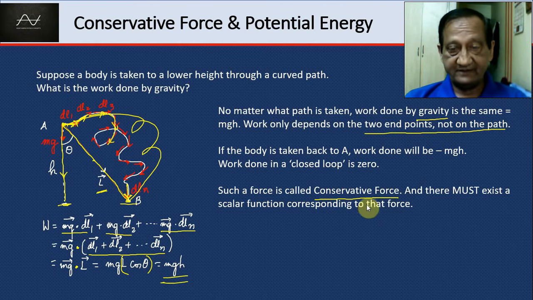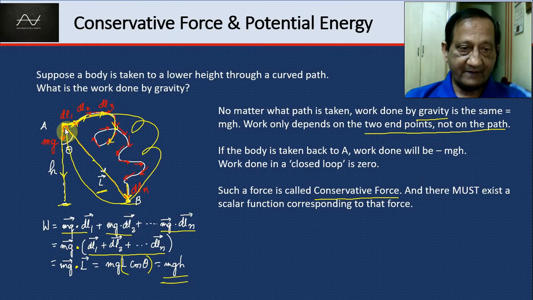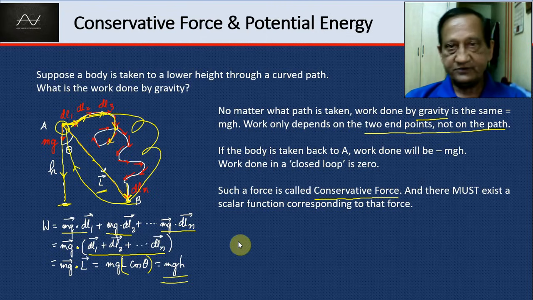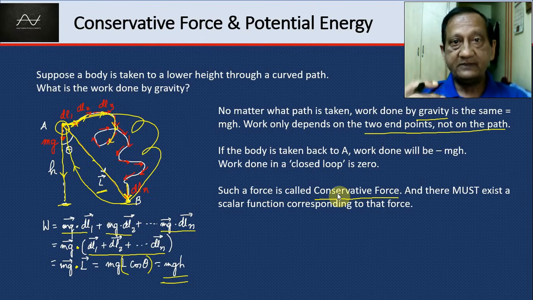We'll see that. Another thing is, if I take the body back to A by some path, it doesn't matter, then you're back at the same point from where you started, and work done is zero. So a conservative force can be defined in two ways. One is that the work done by it is independent of the path, and the second, the work done by it in a closed loop is zero.